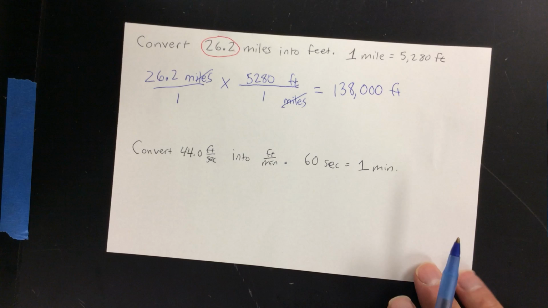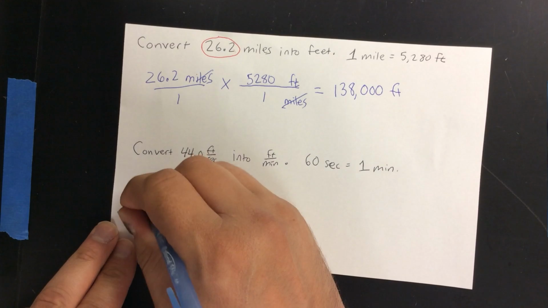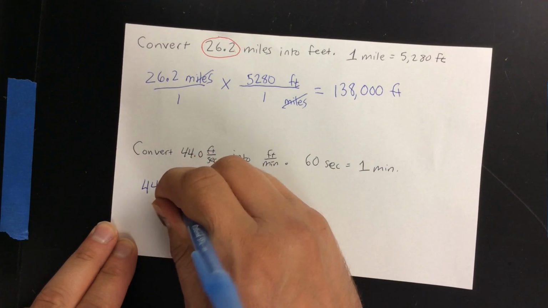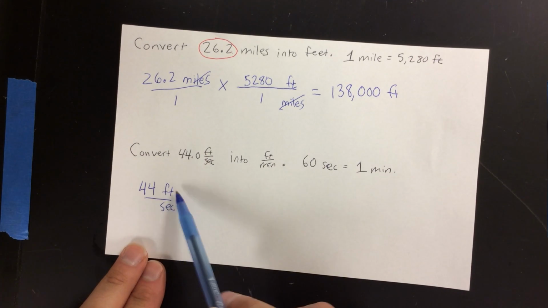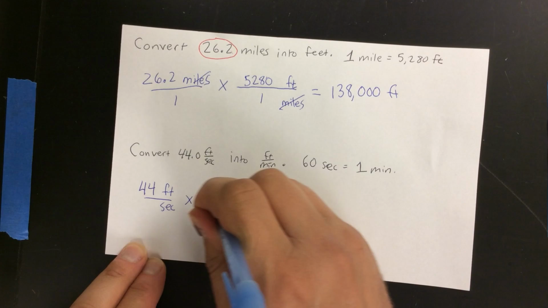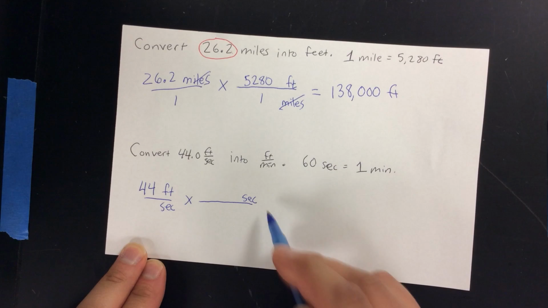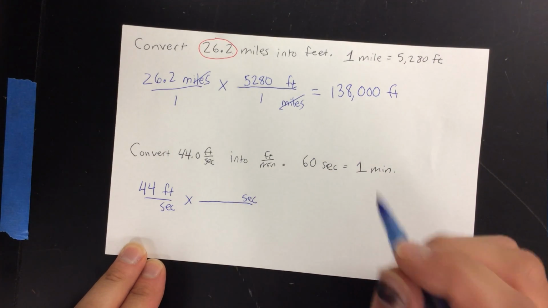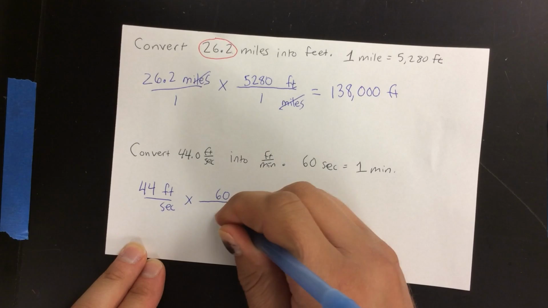Let's try the next one. It says convert 44.0 feet per second into feet per minute. So, once again, right, we've got feet on top, seconds on bottom. Now we want to get rid of the seconds and change the seconds into minutes. So when we multiply by a fraction, we've got seconds on the bottom to begin with. So we should put seconds on the top so that these cancel each other out. And then we change seconds into minutes. We also need the top and bottom values to be equal to each other. So we know that there are 60 seconds in 1 minute.